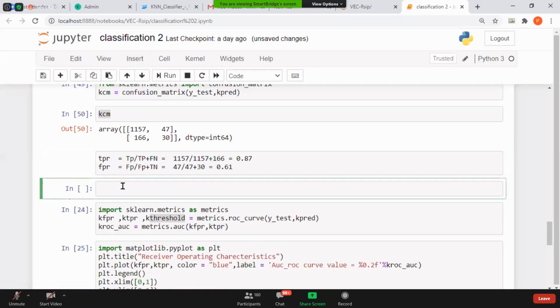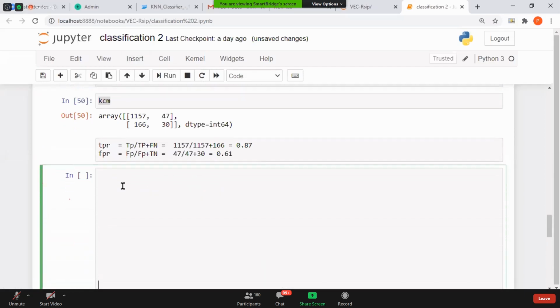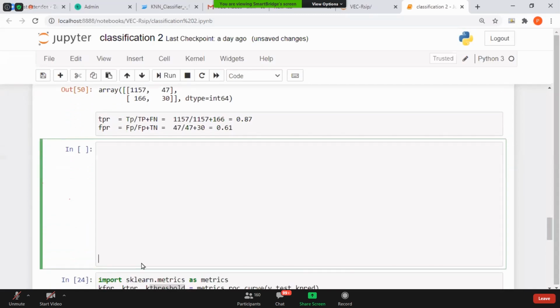Now, if I plot a graph between TPR and FPR, what is FPR here? 0.61. Let's suppose 0.61 is here. Now what is TPR? 0.87. Sorry, 0.61 is here, let's suppose.